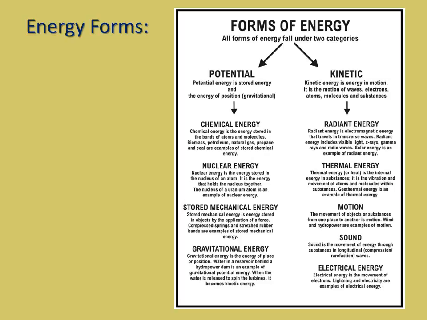On the other side, kinetic forms, this is kind of energy in motion. We've got what they call radiant energy, which is waves of energy moving through space. Thermal energy, that's the vibration of the molecules of a substance, represents an important form of energy. And of course, there are others, including electrical energy, which is the movement of electrons moving through a substance.